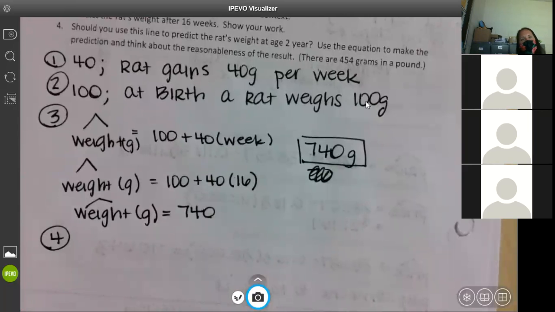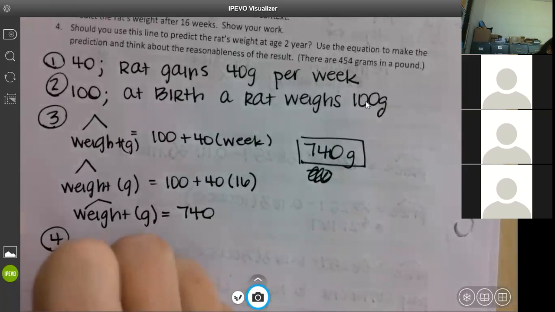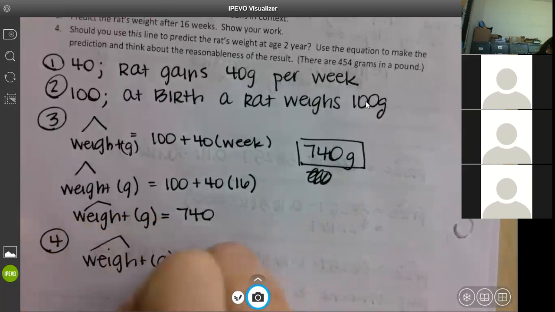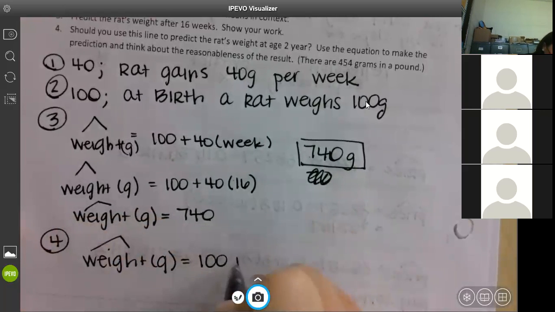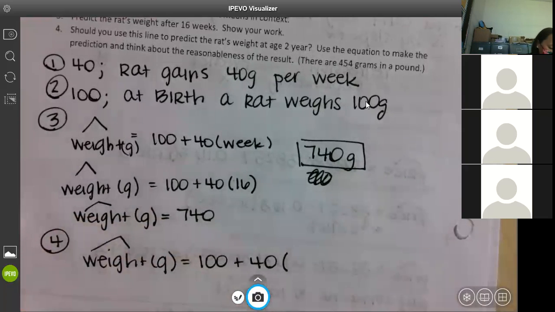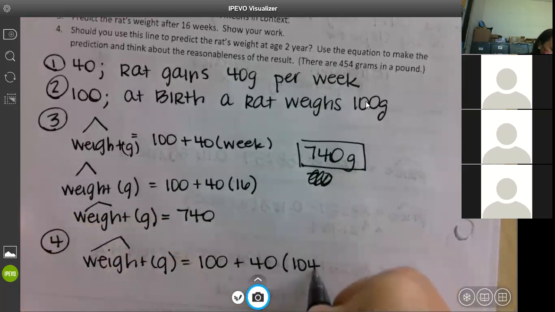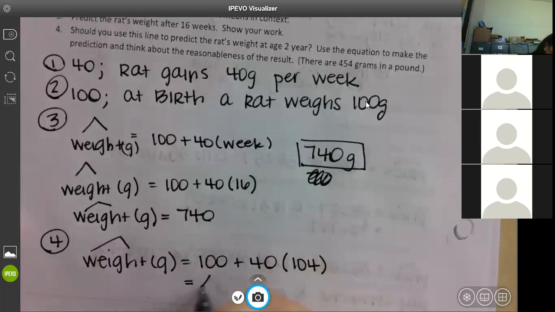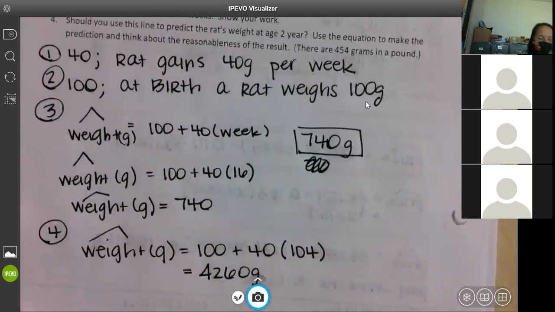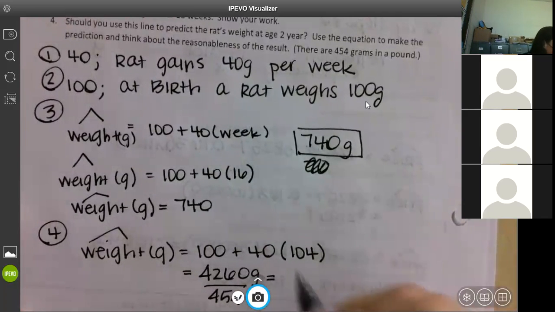Should you use this line to predict the rat's weight at age 2 years? Use the equation to make the prediction and think about the reasonableness of this result. There are 454 grams in a pound. So if we try to predict this, how many weeks is it? 104. When we put this in, we get 4260 grams. A fat rat. It tells us there are 454 grams in a pound. That would make a 9.41 pound rat.